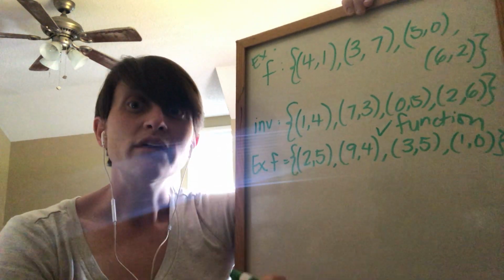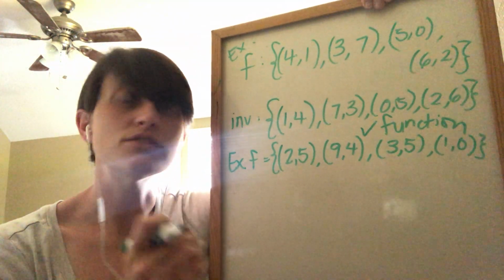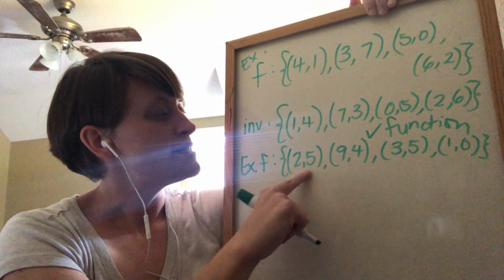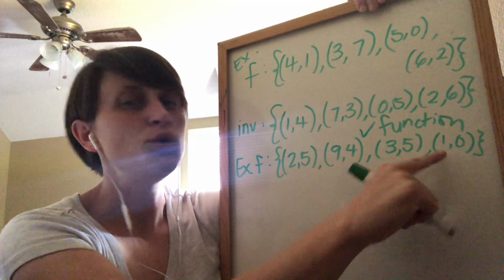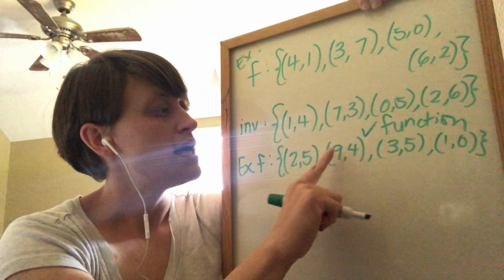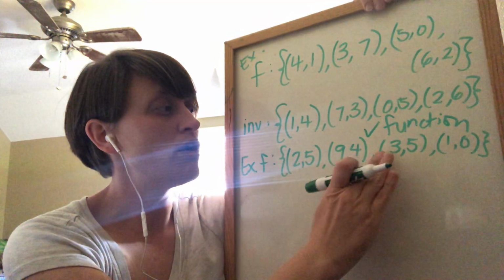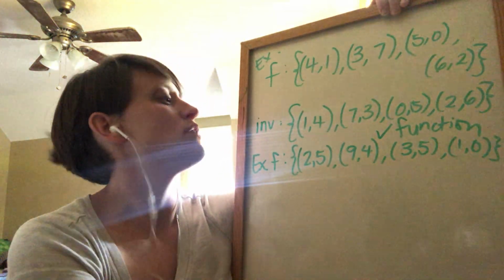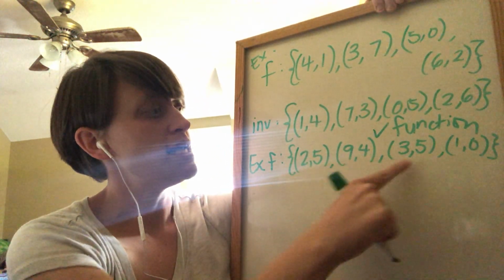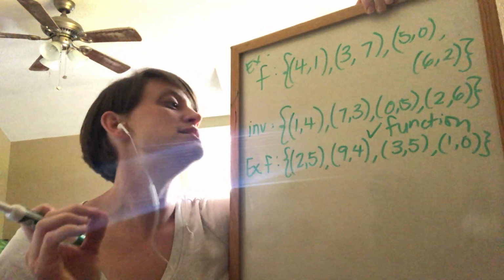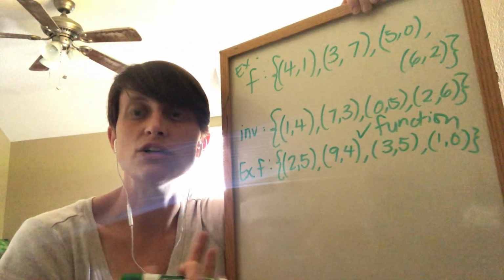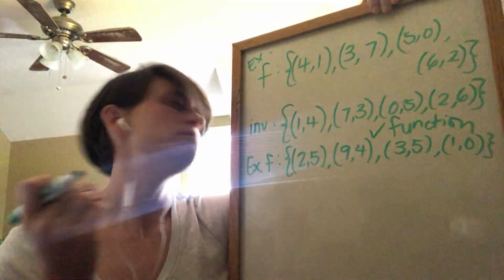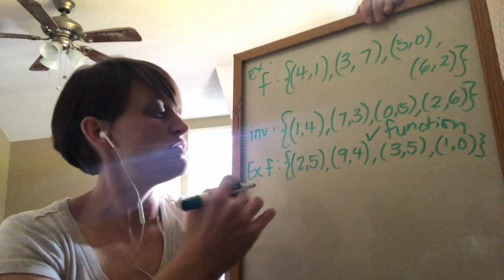Okay, let's remember what a function is and convince ourselves that this is also a function. So 2 as an x coordinate is paired with 5, and 2 is not paired with any other y coordinate. 9 is paired with 4 and only 4. 3 is paired with 5 and only 5. 1 is paired with 0 and only 0. Remember that this repeating y coordinate is not a big deal if we're talking about something being a function. What we're most interested in is a repeating x coordinate. And since we don't have any repeating x coordinates, what we're looking at here is a function.